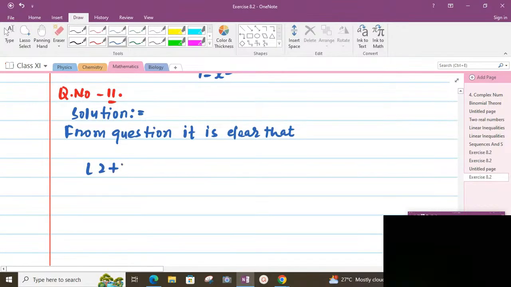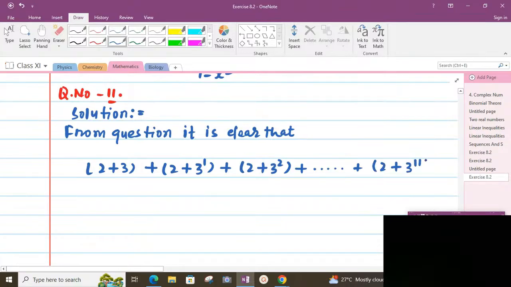2 plus 3, then 2 plus 3 to the power 1, then 2 plus 3 to the power 2, plus and so on up to 2 plus 3 to the power 11. There is no problem to understand up to this step.